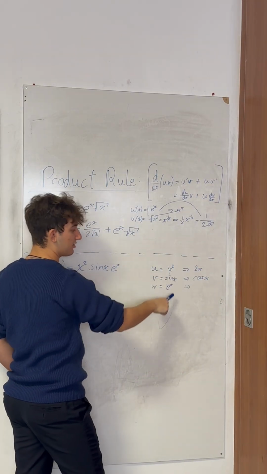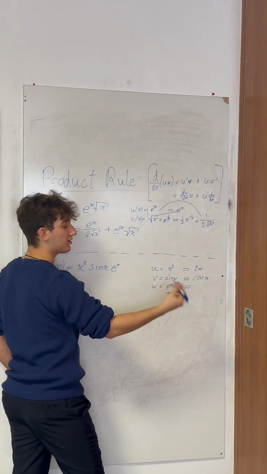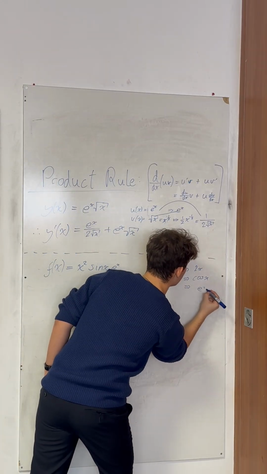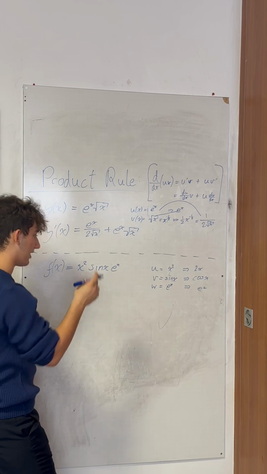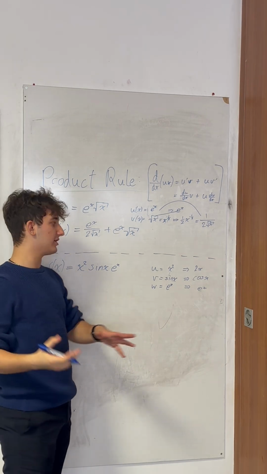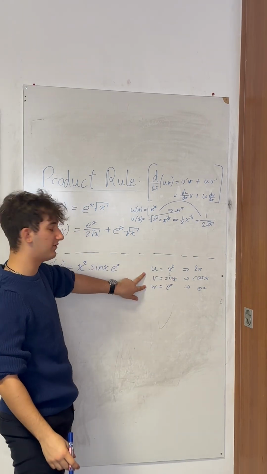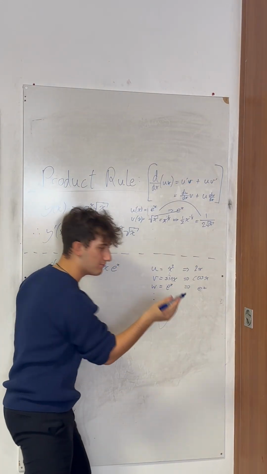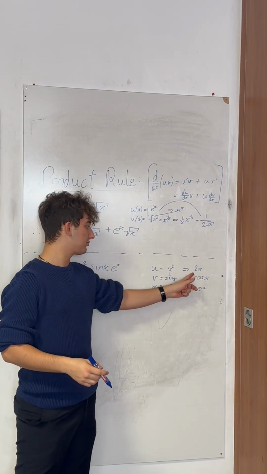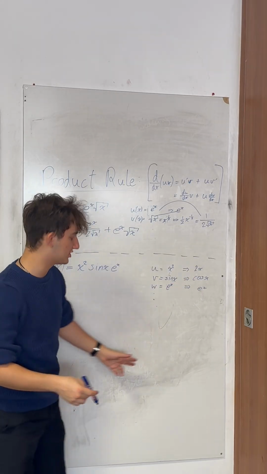X squared becomes 2x, sin x becomes cos x, e to the x, simple as that. Anyway, so now the rule is take one derivative and the other functions. That's the general idea of what you want to do here. However many functions you have, you can have a million if you wanted, you take one derivative and all the rest of the functions.